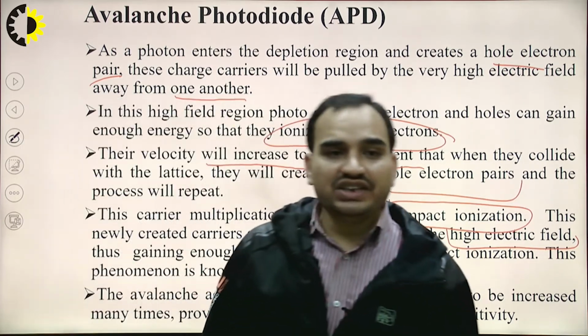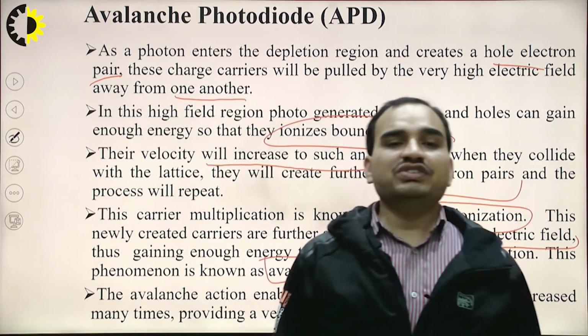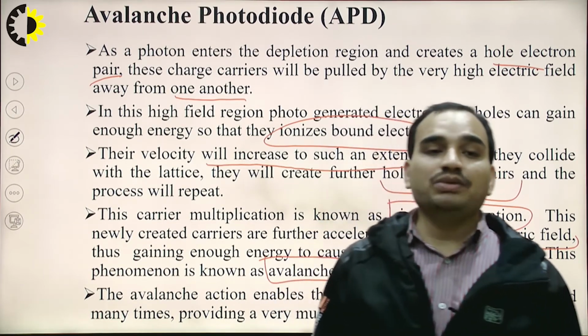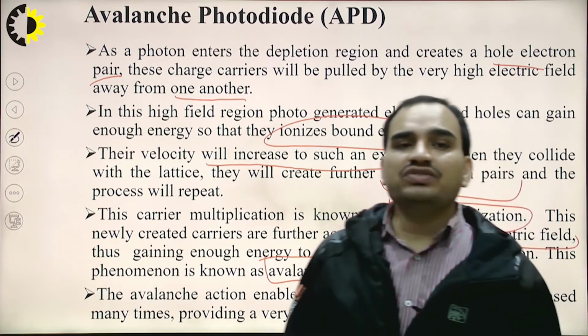The avalanche action enables the gain of the diode to be increased many times, providing a very much greater level of sensitivity.